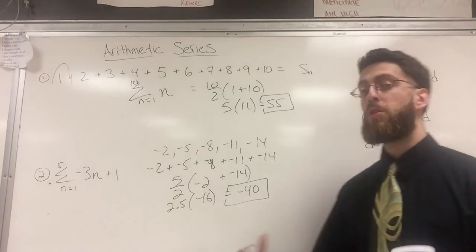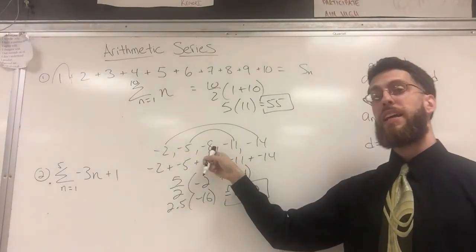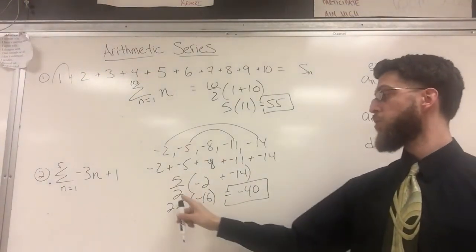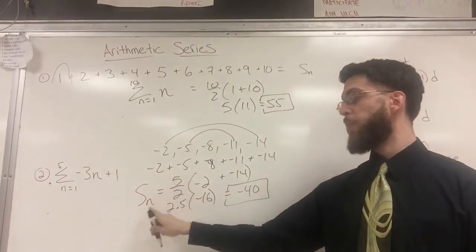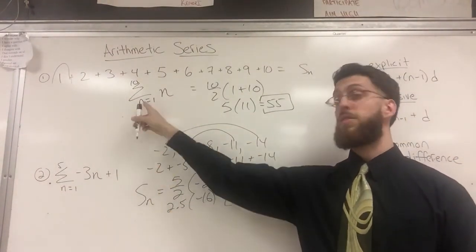Okay? So there's a bunch of ways to think about this. You can also just add this plus this, and then this plus this, and then add negative 8 at the end. Same thing, you should get negative 40. Okay? So I used my summation formula here. This and this mean the same thing. This is the sum, this is the sum.